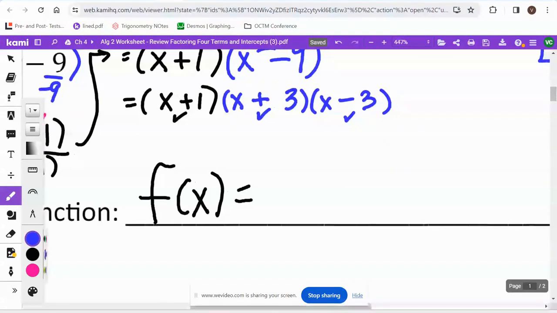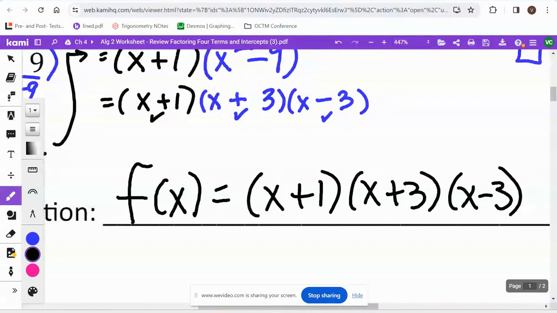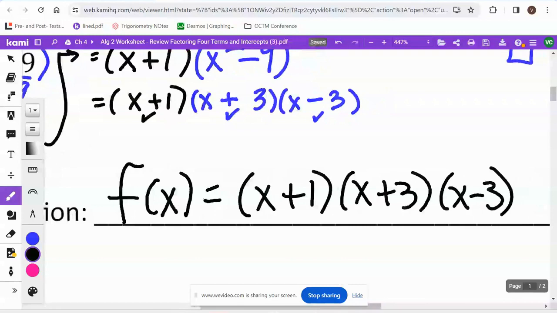So on the blank, I'm going to write x plus 1, x plus 3, x minus 3. And what was asked earlier, does it have to go in that order? No. As long as you have all three of them there, doesn't matter the order. So we have it factored. That's the first step for each of these.